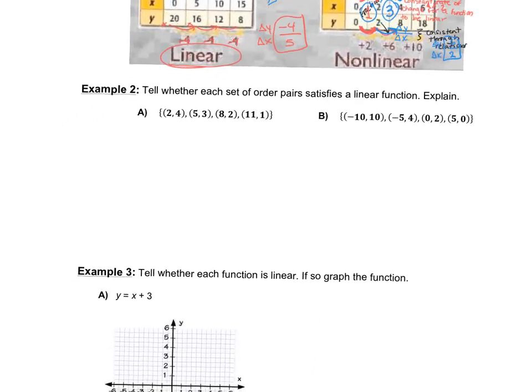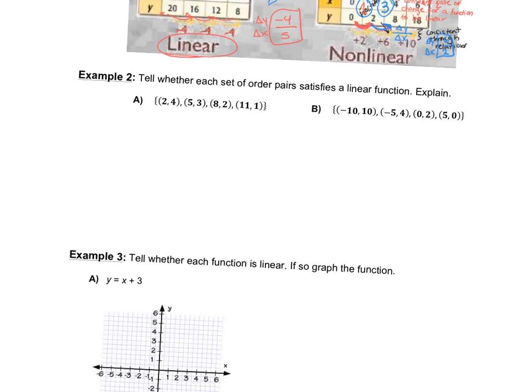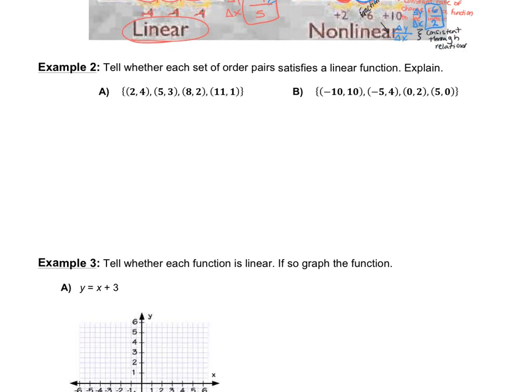So let's look to see. Number 2, letter A. Tell whether each set of ordered pairs satisfies a linear function and then explain. So the first thing we're going to remember is that in order for something to be linear, the change of y over the change of x has to be consistent. So it's always good to organize it visually to help us see a little bit better. So I'm going to write this as a table. We're going to write all of our domain values, 2, 5, 8, and 11.